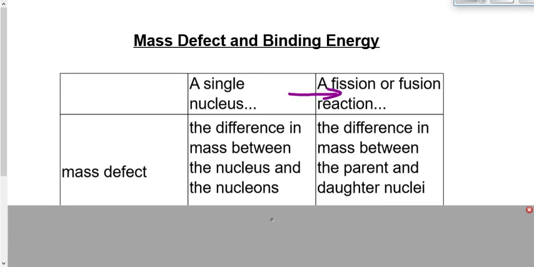Mass defect in the context of a single nucleus. Now listen carefully, because this isn't going to make sense. This is going to be probably the wackiest thing you've heard this year in Physics 30. It's the difference in mass between the nucleus and the nucleons. The nucleons are the protons and neutrons. A proton is a nucleon, and a neutron is a nucleon. It's the difference in mass between what makes up the nucleus and the nucleus.